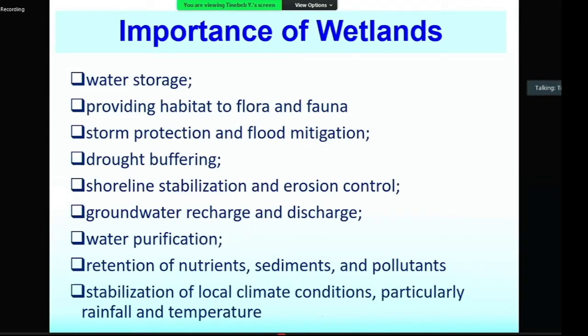It's not only flood; it's also used for drought buffering. When we come to the drought wetland vulnerability analysis tomorrow, we'll take a deep dive into the importance of wetlands when we talk about the methodology that we have been working on. Another importance is shoreline stabilization, which also helps in erosion control. It also has an advantage for groundwater recharge as well as discharge. When streams are flowing into outflows, it also helps water purification, since water going through the outflows leaves remaining material in the drainage. So it also has a good benefit for water purification. Then there is retention of nutrients, sediments, and pollutants. Last but not least is stabilization of local climate conditions, particularly rainfall and temperature.